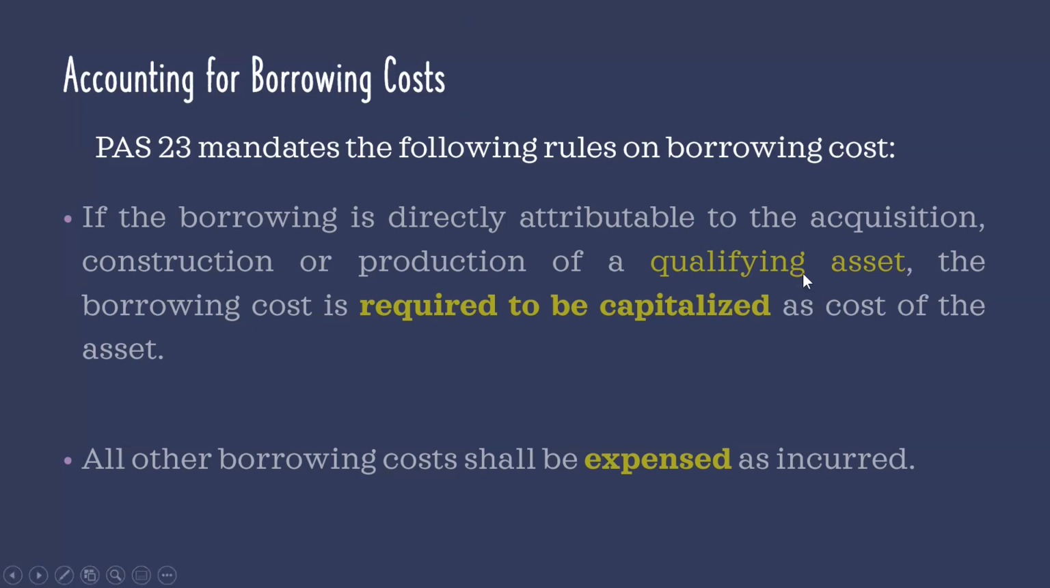So now, since we said that borrowing cost is capitalizable if it is related to the construction or acquisition or production of a qualifying asset, it's better to know what a qualifying asset is. Because we said if the borrowings are related to a qualifying asset, then we need to capitalize the borrowing cost. So when we capitalize it, we mean we add it to the cost of the asset that we acquired.